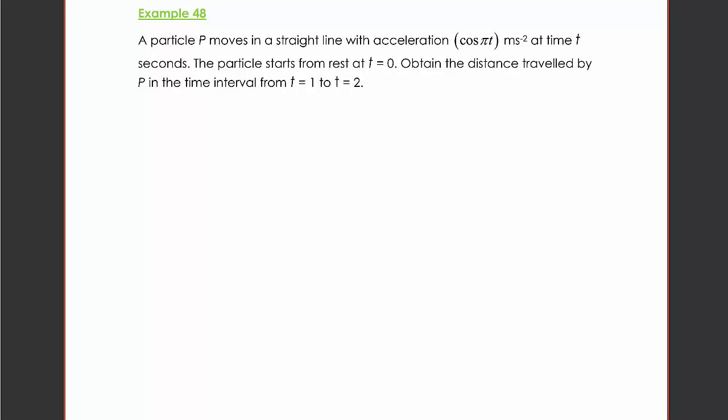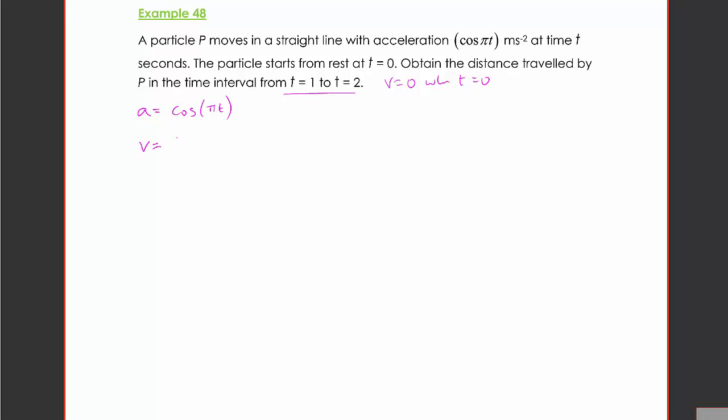A particle moves in a straight line with acceleration cos pi t meters per second squared. So a is equal to cos pi t. The particle starts from rest, so v equals 0 when t equals 0. Obtain the distance travelled by the particle in the time interval from t equals 1 to t equals 2.